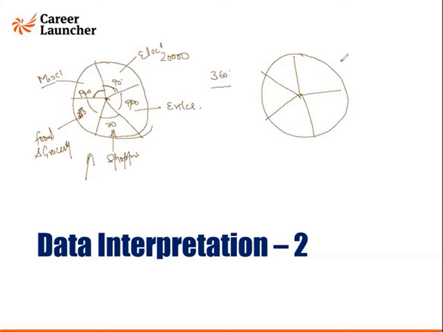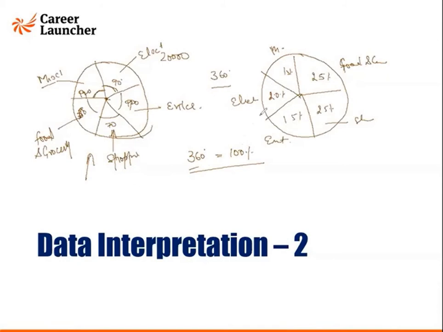Same expenses we have: food and grocery, shopping, entertainment, electricity expenses, and miscellaneous expenses. Here it is 25%, here it is 25%, here it is 15%, here it is 20%, here it is again 15%. So the sum in percentage, the total sum will be 100%, and in degrees will be 360 degree. So these two values will be equal.